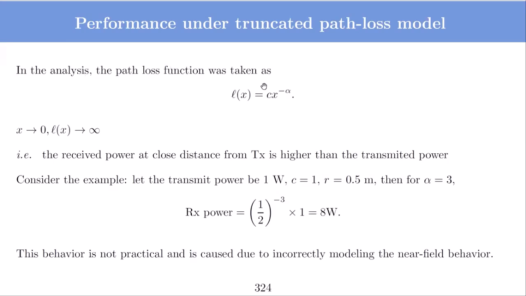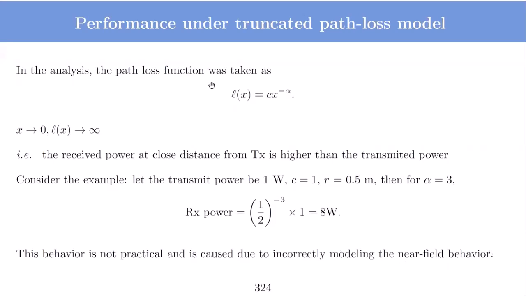In the analysis, the path loss function was taken in this particular format, and as x goes to zero, this path loss goes to infinity, which may mean that the receive power, which is transmit power times this, can be infinite or higher than the transmit power. Consider this example. Let the transmit power be 1 watt, C equal to 1 and R equal to 0.5 meters. Then for alpha equal to 3, the receive power will come out to be transmit power multiplied by 0.5 to the power minus alpha, which will be 8 watts. So if you're transmitting 1 watt, you cannot receive 8 watts anywhere. This behavior is not practical, and it is caused by incorrect modeling of the near field behavior.